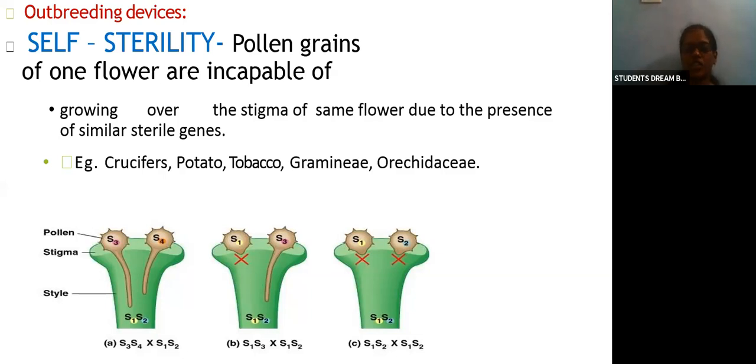Okay, so artificially what they do, they will inject some sterile genes in it. So these sterile genes will not allow the same plant's flowers to pollinate. I mean, the flowers on the same plant. So that is known as self sterility.